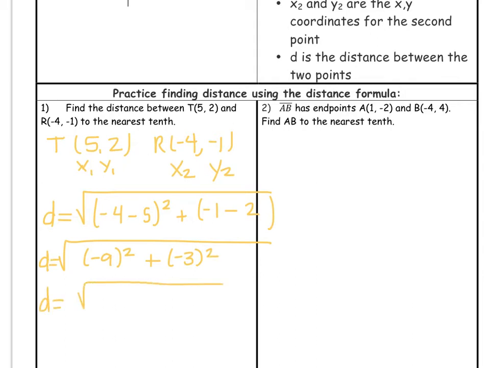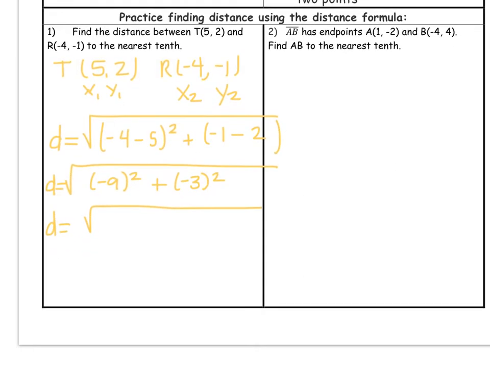So again, we need to simplify what's inside that radical sign. Negative 9 squared is 81. Negative 3 squared is 9. When we add 81 and 9, we get 90. And when we take the square root of 90, we get a number that is really close to 9.5. And you can use your calculator for that. So the distance between these 2 points on the coordinate grid is 9.5. And if the coordinate grid is in inches, it would be 9.5 inches. If it was in centimeters, it would be the same thing.